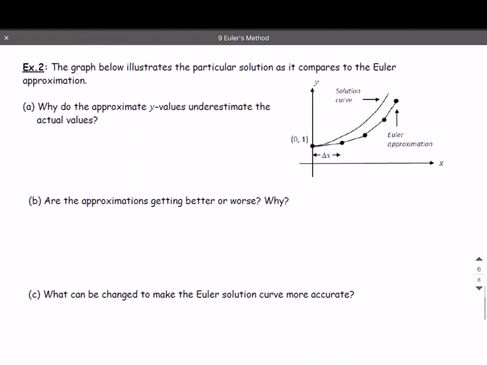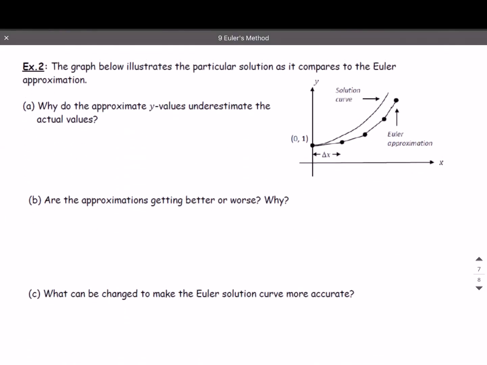Now, the graph below illustrates the particular solution as it compares to the Euler approximation. So you see we have the solution curve, and then you have each of the tangent lines for the Euler's approximation. Why do the approximate y values underestimate the actual values?